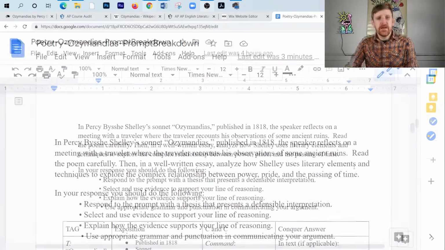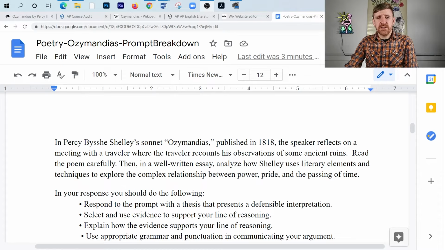So here we go. In Percy Bysshe Shelley's sonnet Ozymandias, published in 1818, the speaker reflects on a meeting with a traveler where the traveler recounts his observations of some ancient ruins. Read the poem carefully. Then, in a well-written essay, analyze how Shelley uses literary elements and techniques to explore the complex relationship between power, pride, and the passing of time.